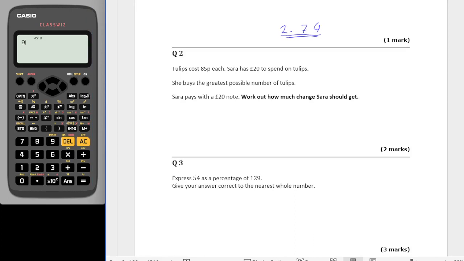Okay, so I want to do £20, but I've got a mixture of units. I've got pence and pounds, so I could either convert that into 2,000 pence, or I can convert this into pounds. So I'm going to convert this into pounds. So I'm going to do 20 divided by 0.85.